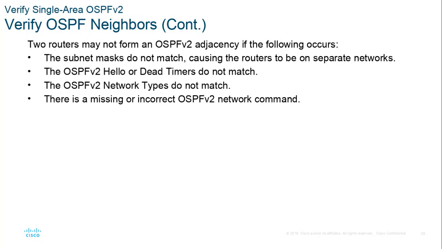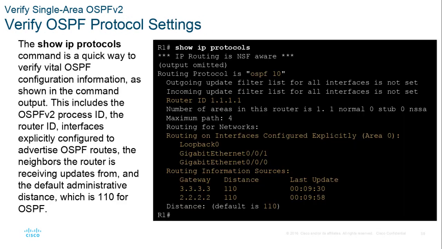We'll leave them at the default. They'll match. The network types do not match. Well, they both got to be point-to-point, or they both got to be broadcast, or whatever. They got to be the same, or they won't match. By default, they'll be broadcast, and they'll match. You're going to change them to point-to-point in the lab. If there's a missing or incorrect OSPF network command, if I haven't specified the particular interface to receive and send updates through and be advertised to all the other routers, he won't be in there. So that can hose it for me.